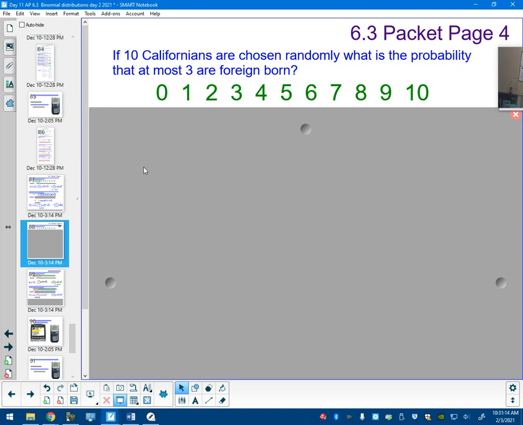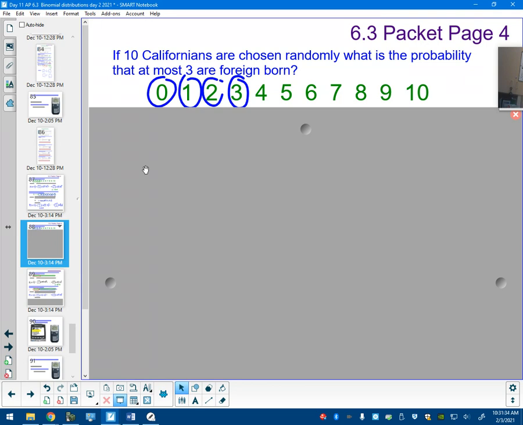At most 3 means I want, is 0 good? Is 1 good? Is 2 good? Is 3 good? All right, so it means I want 3 and below. Well, I could just add up 1, 2, 3, 4, get the answer.